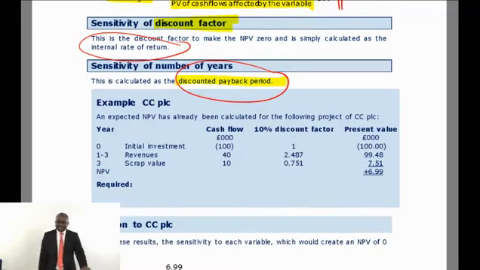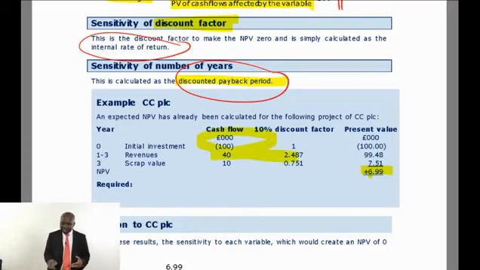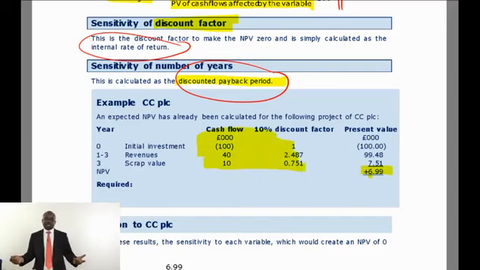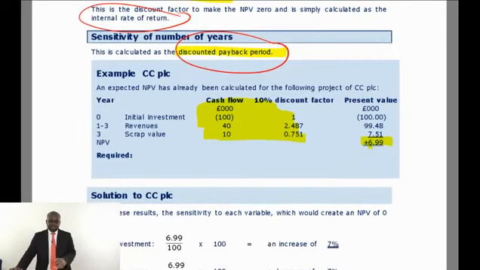So they said an expected NPV has already been calculated for the following project of CC PLC. Year 0, 1 to 3. Cash flows, discount factor, NPV is positive. Everybody is fine with the basic calculation of this NPV. As long as the NPV is positive, this project should go ahead. Are we 100% sure of these variables we have used here? We cannot be 100% sure because all of them are based on estimates. How much should any of these figures change for the NPV to be equal to 0?